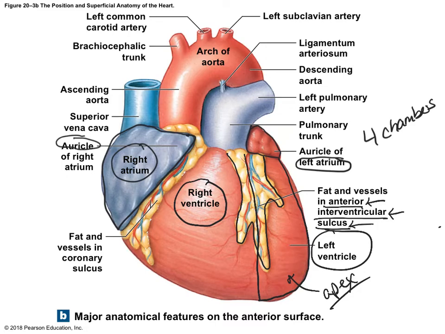So that indentation filled with fat and blood vessels is called the anterior interventricular sulcus. We also see fat over here that has blood vessels, arteries and veins in it. And that's dividing the right atrium from the right ventricle. That is called the coronary sulcus. We would also see that over here on the left side. So the coronary sulcus wraps itself around the heart, and it separates the atria from the ventricles.